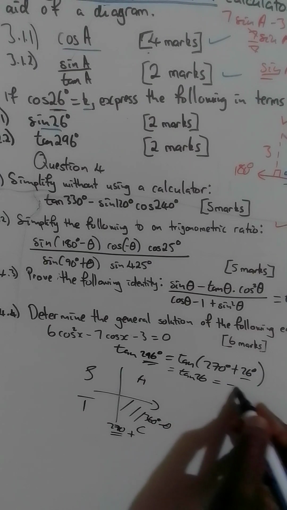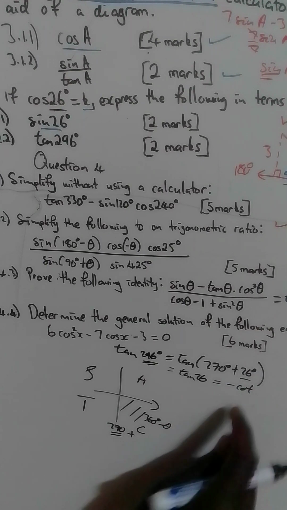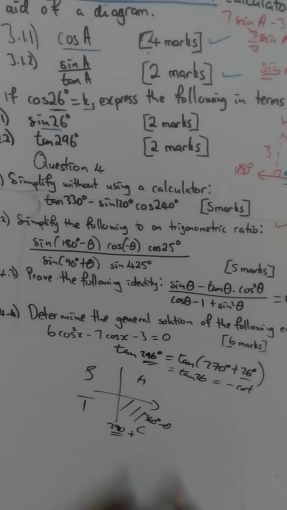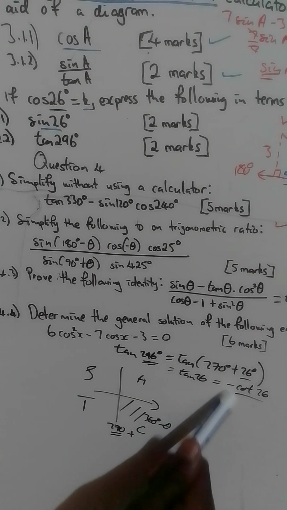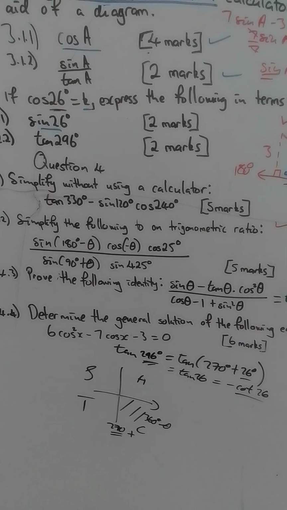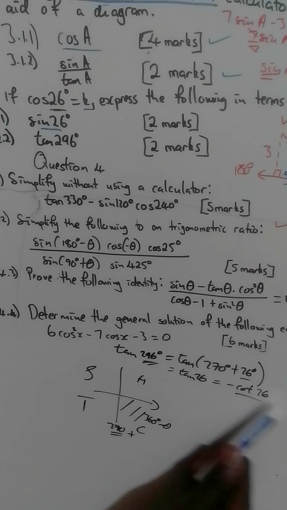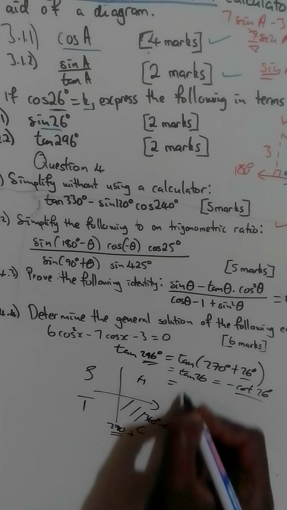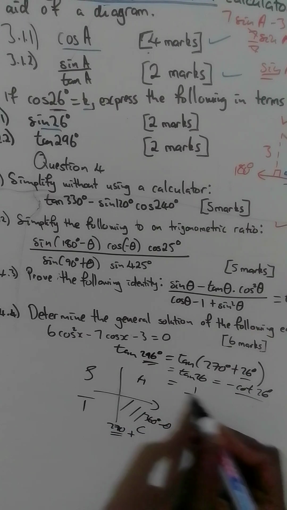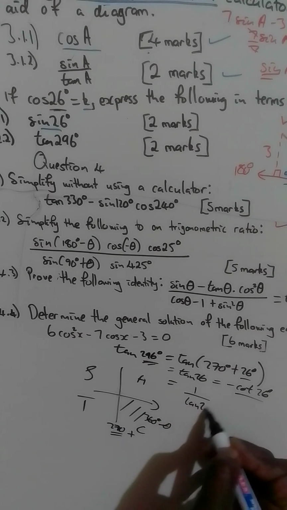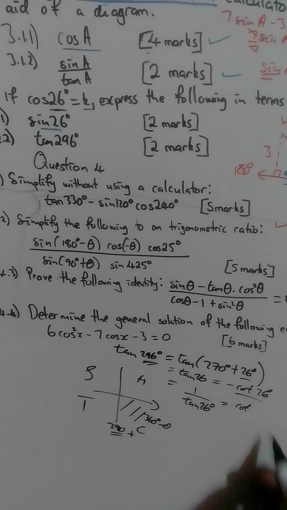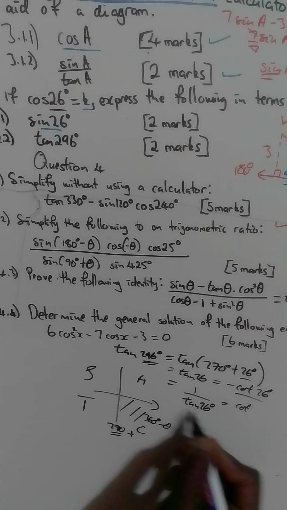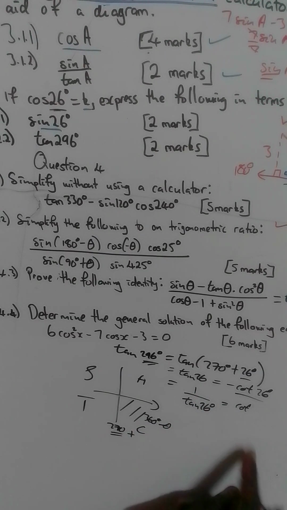But we are now going to use what? A negative cot, the opposite, the inverse of this. Negative cot 26 degrees. Why am I saying negative? Because it's negative in this quadrant, right? Now, when I say negative cot 26 degrees, what do I get? Remember, we've got 1 over tan 26 degrees. 1 over tan is equal to cot, right?